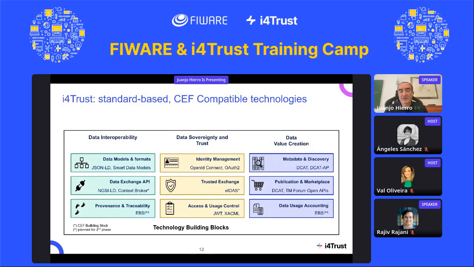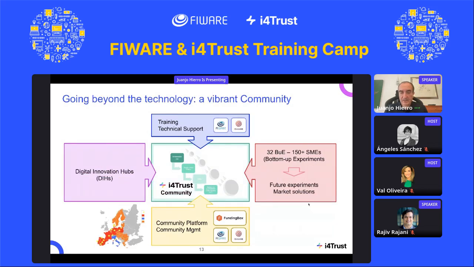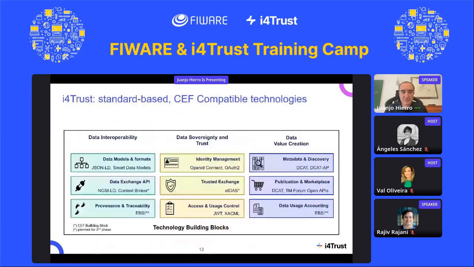But here we have captured what is being supported nowadays for the different pillars. Regarding data exchange API, we support the context broker technology that implements the standard NGSI-LD interface. We come with data models that are becoming visible through the Smart Data Models Initiative. Regarding data sovereignty and trust, support to standards like OpenID Connect or XACML, and for data value creation, the support of DCAT or DCAT API standards together with TM Forum open APIs. But we will go into that later on, giving more details.